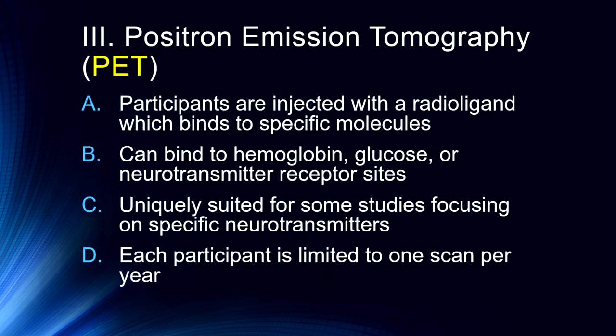One thing, we tend to limit each participant to 1 scan per year because of that radiation dose. One of the disadvantages of PET scans is that limitation. So we can't scan subjects repeatedly. We can only do 1 scan. Whereas with magnetic resonance imaging, you can scan all you want. So you can scan a person quite a few times.